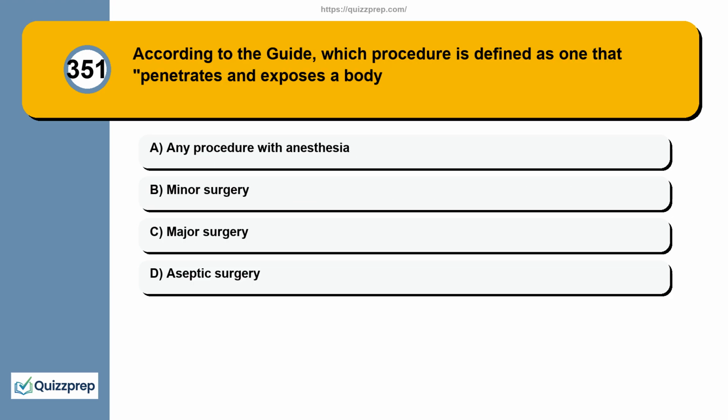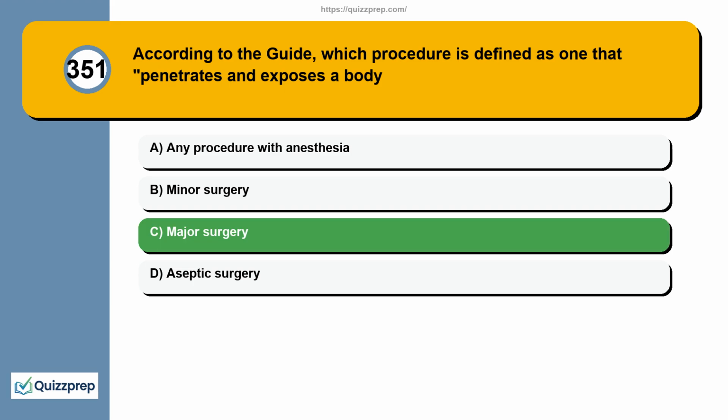Question 351. According to the guide, which procedure is defined as one that penetrates and exposes a body cavity? Option A. Any procedure with anesthesia. Option B. Minor surgery. Option C. Major surgery. Option D. Aseptic surgery. The correct answer is option C.